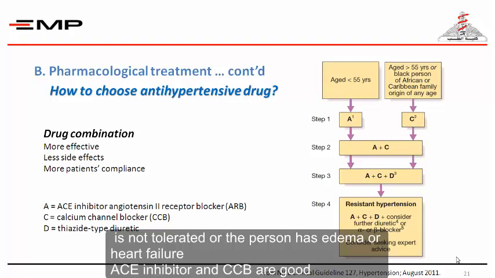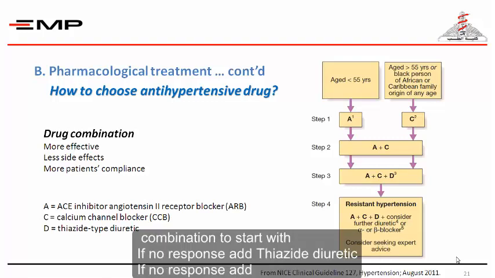This flow chart shows you how we go step by step in treatment of hypertension as an initial start with a hypertensive patient. First, we determine the age of the patient, less than 55 years or more than 55, or a black person or of African family origin of any age. If he is less than 55 years, we will start with ACE inhibitors or angiotensin II receptor blockers.